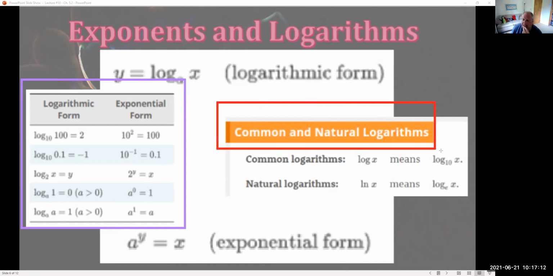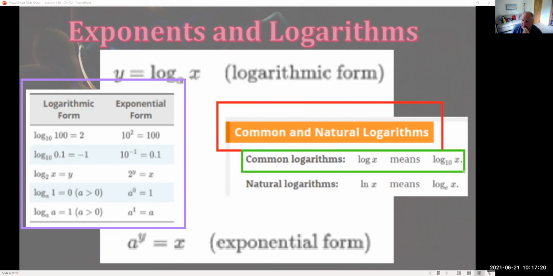We have common and natural logarithms. A common logarithm is nothing more than a logarithm whose base is 10. And if the base is 10, you'll notice that you don't have to write the 10. You can get rid of that 10, and all you have to write is log x. In other words, if you see a log with no base written, you are to assume that it is a common log and its base is 10.